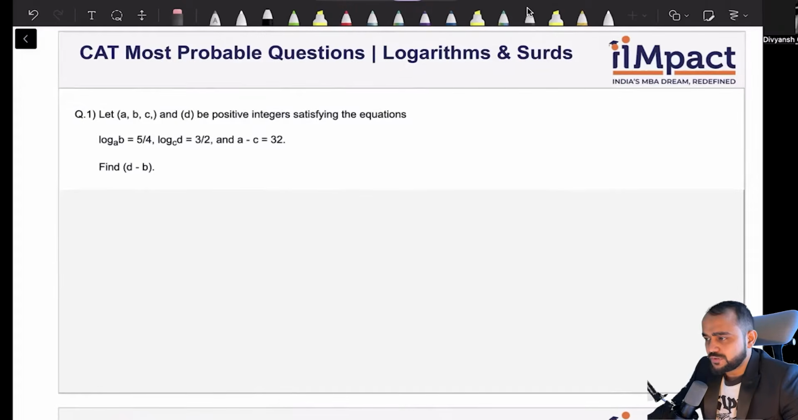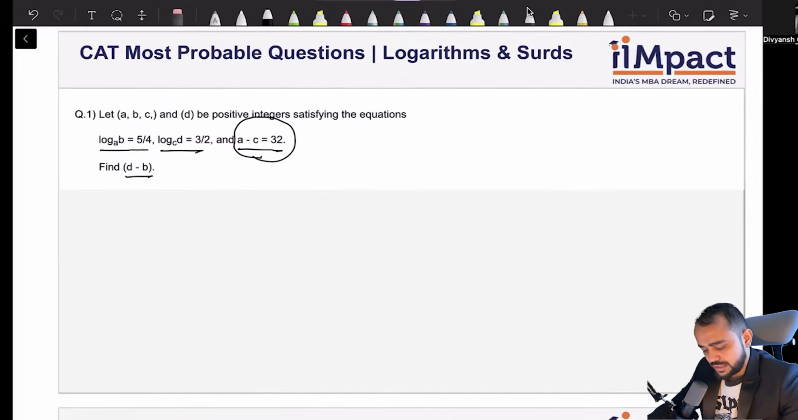Alright folks, so let's start with the Logarithm Surds quiz. Question number 1. A, B, C and D are positive integers and they are satisfying the equations log B base A is equal to 5 by 4, log D base C is equal to 3 by 2 and A minus C is equal to 32. We have to find the value of D minus B.